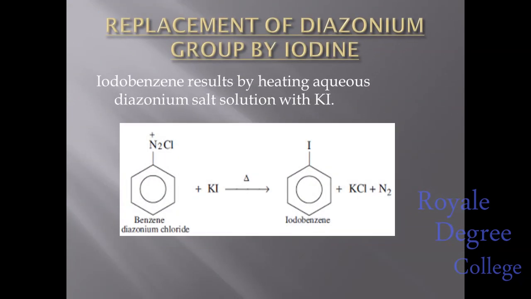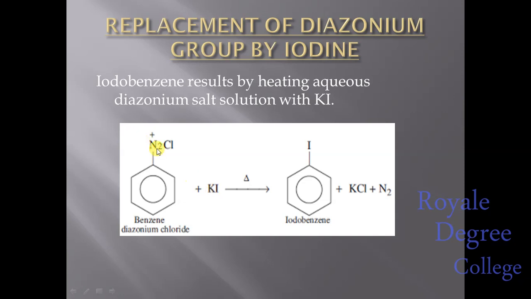Then next is the replacement of diazonium group by iodine. Iodobenzene results. How? By heating aqueous diazonium salt solution with potassium iodide. We are taking here benzene diazonium chloride, to which we are adding potassium iodide and providing heat. So what will happen here?